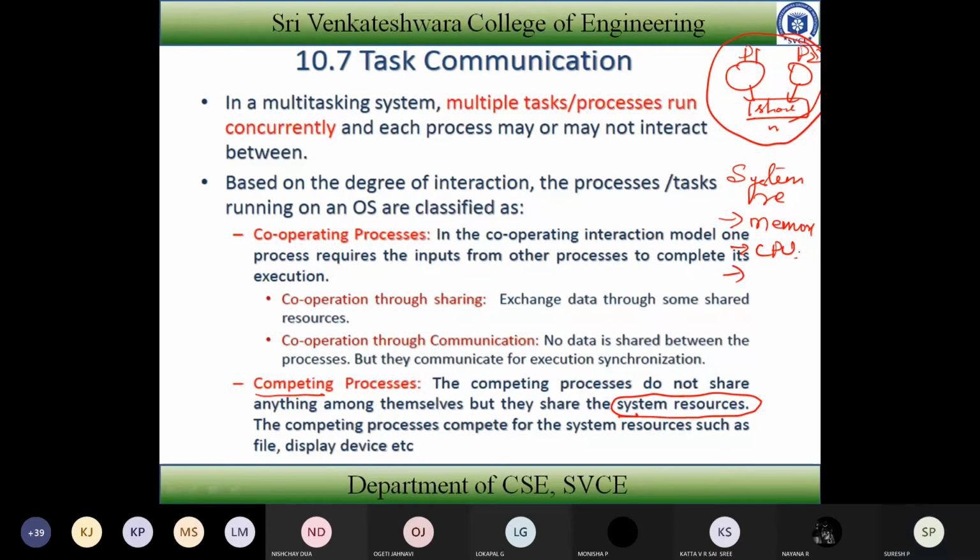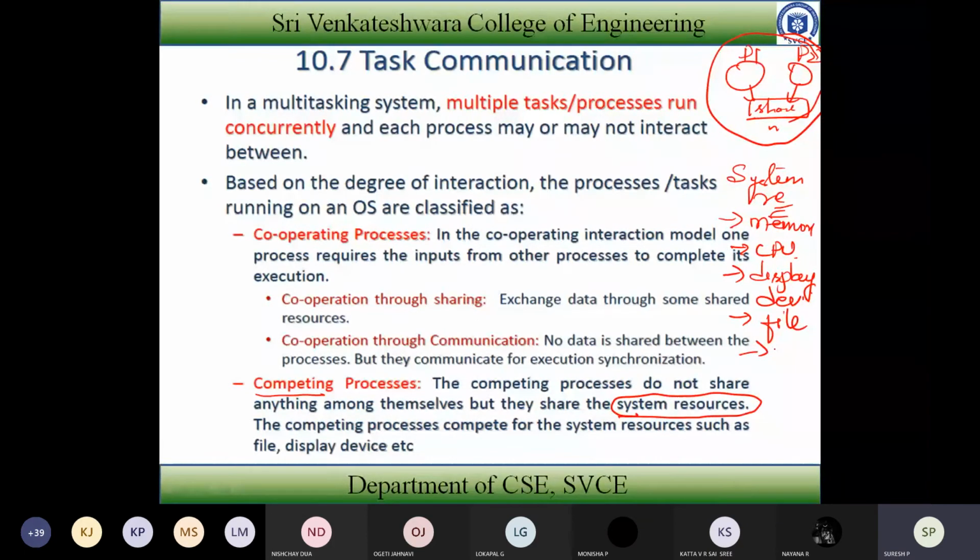Now, what are they going to compete for? The competing processes will be competing for system resources, such as the display devices which you connect, and files. Those things they are going to make use of, and the competing processes will compete for the system resources. This is how multiple task communication is established.